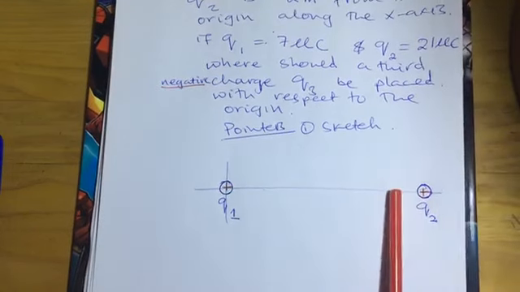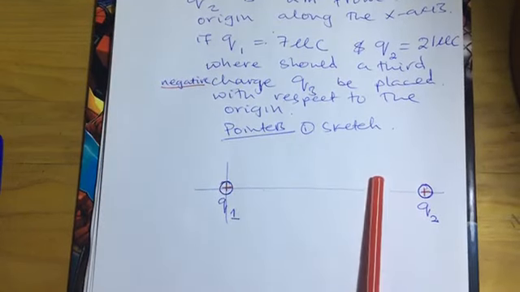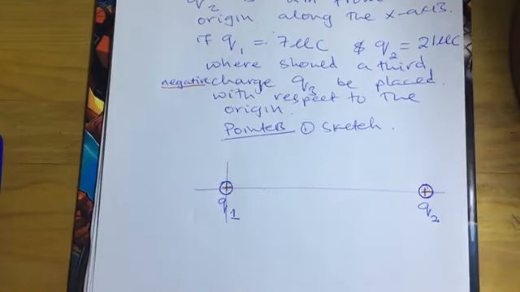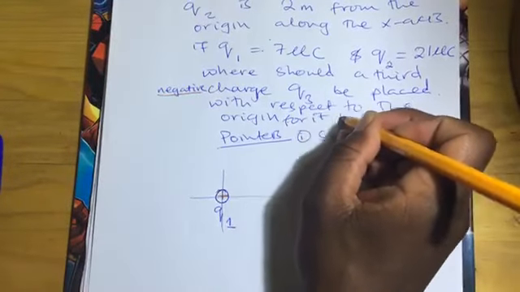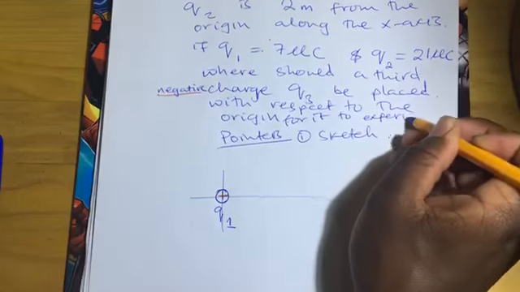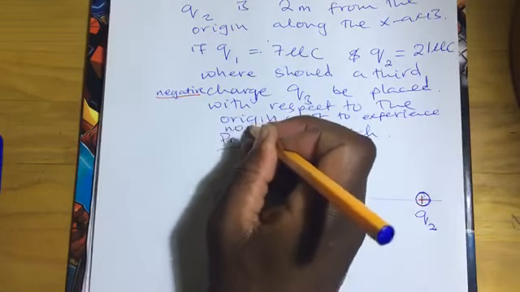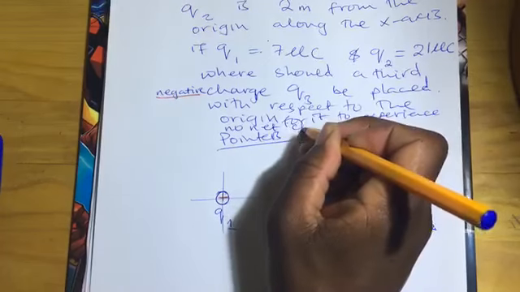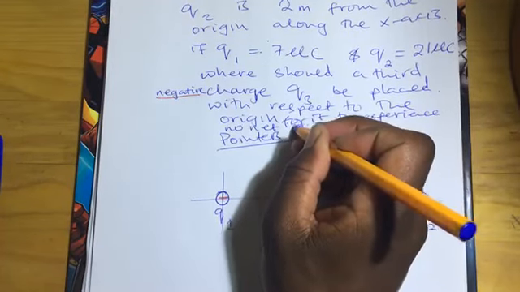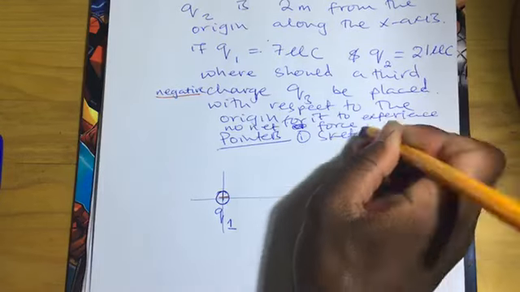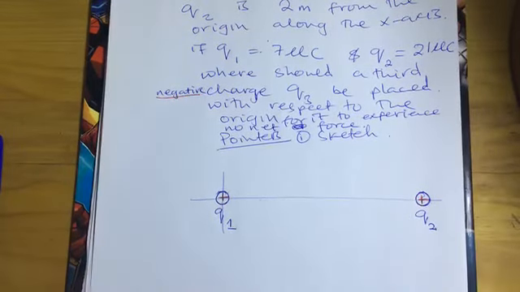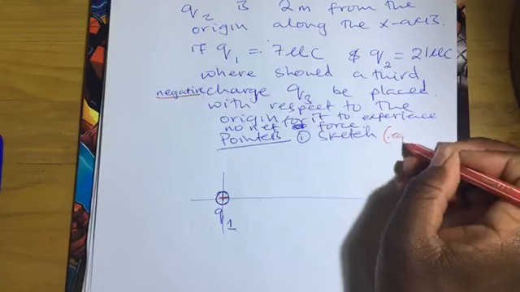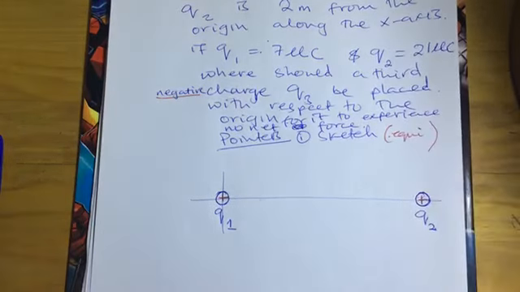They are asking us where a third charge should be placed with respect to the origin for it to experience no net force. So they're asking where should a third charge be placed so that it doesn't experience any force. Now, this is actually an equilibrium type of question. The third charge should be at equilibrium.